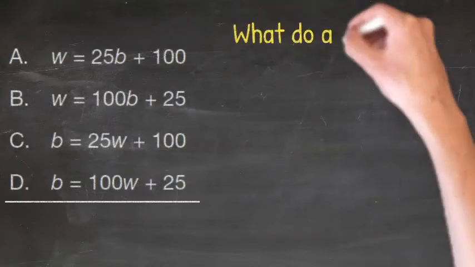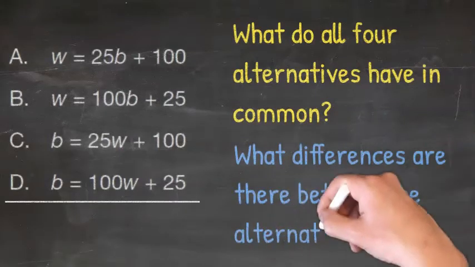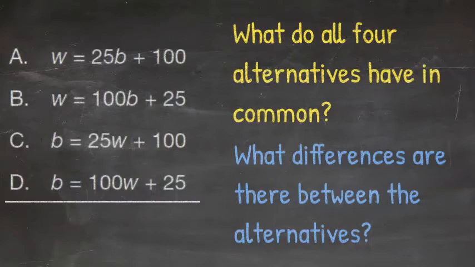The first question we are going to ask here is, what do all four alternatives have in common? That is, what things about the four alternatives are the same or similar? Take a moment to list as many things as you can. Now that we have looked at what things are the same, what differences are there between the alternatives? Take another moment to describe the differences that you see.